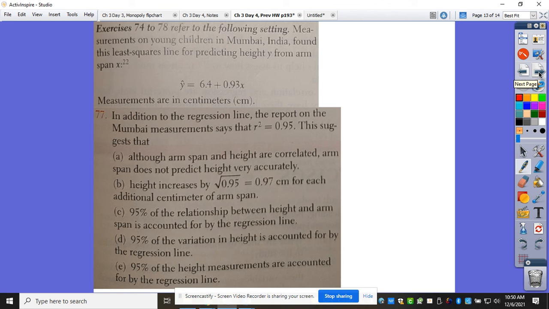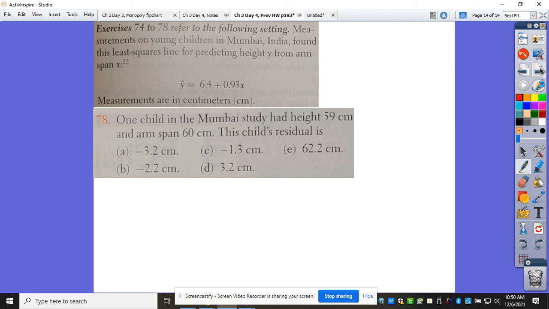In addition to the least squares regression line, the report says that R squared equals 0.95. Well, this just means interpret, like I told you, this is the only thing we're going to deal with R squared. R squared is the percent of what in what? Variation in, percent of variation in what? So this one asks us for a what? Residual. Well, what does residual equal?